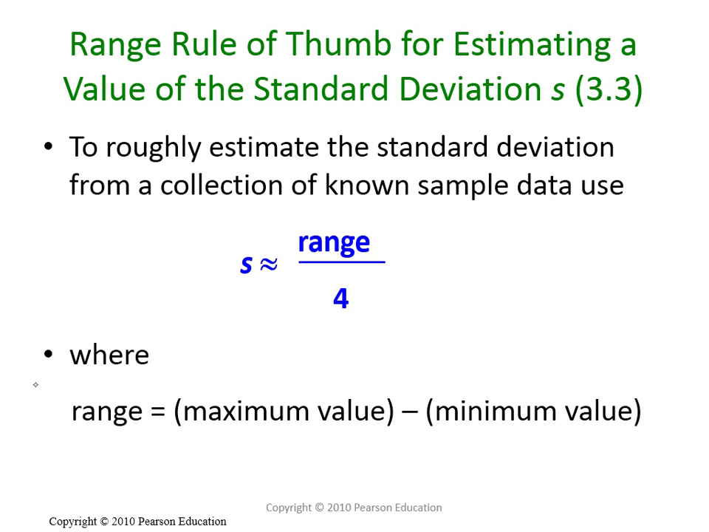Now, if it's 2 standard deviations away from the mean, 2 standard deviations below and 2 standard deviations above really means the maximum and the minimum of what would be usual is within 4 standard deviations of each other. That's why we have this range rule of thumb. The range rule of thumb says to roughly estimate the standard deviation from a collection of known sample data, use the range, the difference between the maximum and minimum, and just divide that by 4. That'll approximate the standard deviation.